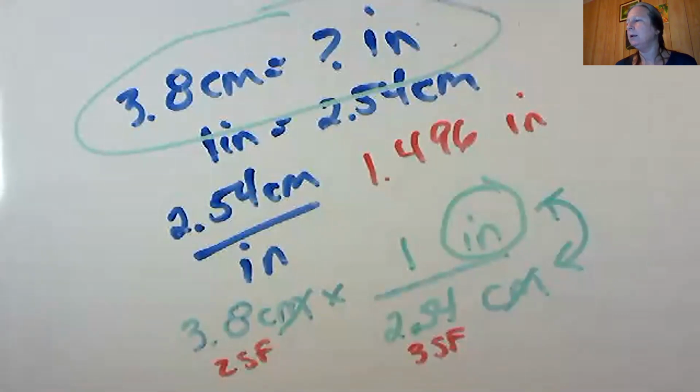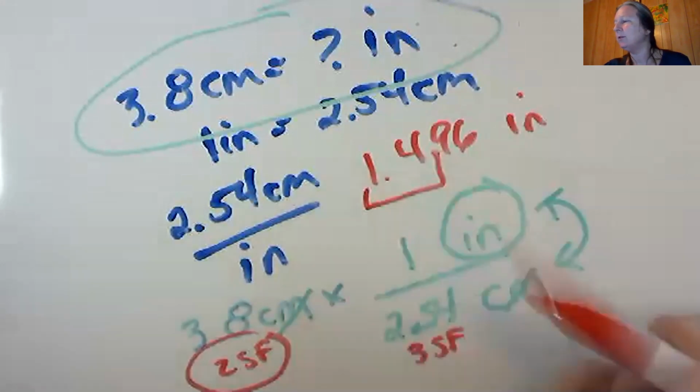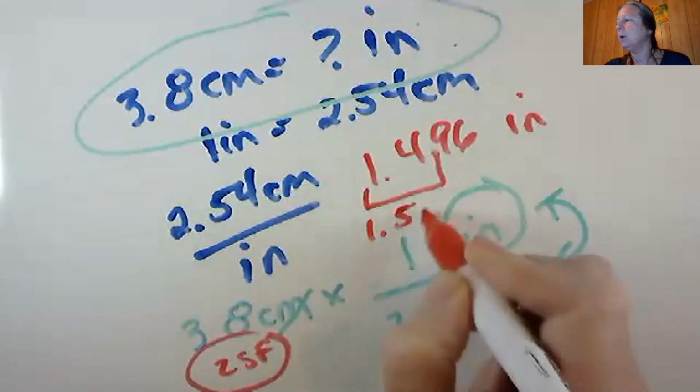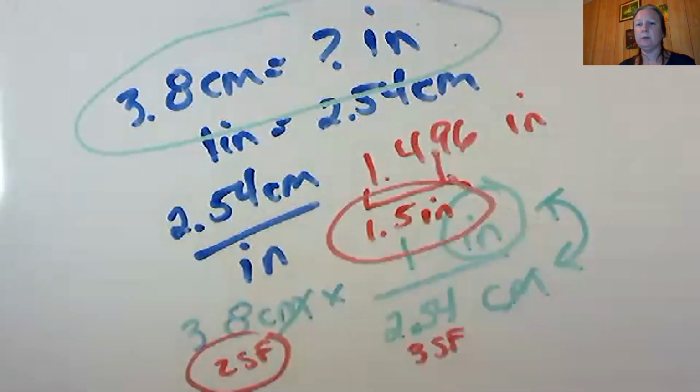So you are multiplying, so use the smaller number, which is 2. So your answer has to be 2 sig figs, which is these guys. So you're going to round up to 1.5 inches, and that is your final answer. So I'm going to go back to the slide.